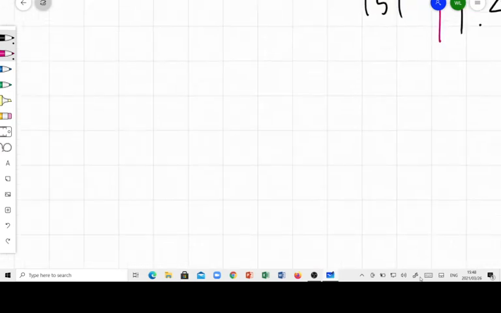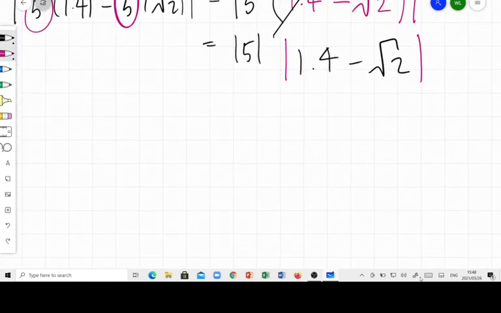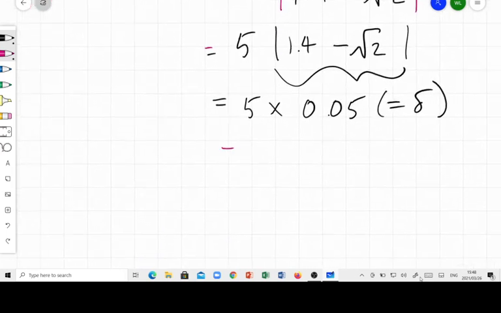Okay? So what is happening here is that the absolute value of 5 is nothing but 5, times the distance between 1.4 and square root of 2. But we know that this is at most 0.05, or delta. So it's 0.05, which is our delta. And so we therefore prove our intuition correct, and we get 0.25.